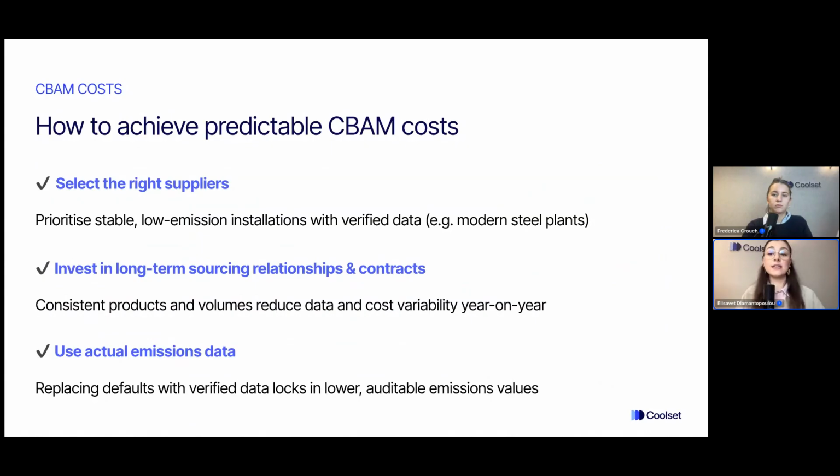By prioritizing these low emission installations, or adding this as a point for procurement when setting new suppliers, you're already setting yourself up for lower and more stable costs, probably. And related to that, these long-term sourcing relationships, I think, will make a big difference in the future, because when we have a consistent relationship, we have consistent data, and therefore we have consistent CBAM costs that can be predicted beforehand. And then whenever possible, we really suggest that you use actual emission data rather than the default values. It takes some effort, but it's worth it, since most probably you're going to lower your costs.